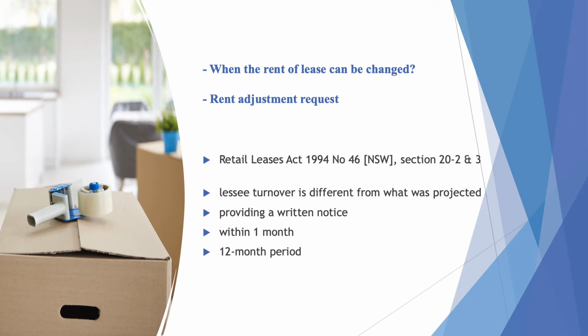If the lessee turnover is different from what was projected, the lessee can apply for a rent adjustment by providing written notice to the lessor, and the lessor must take action within 1 month. Also, the lessee can only apply for the rent adjustment once in every 12-month period.